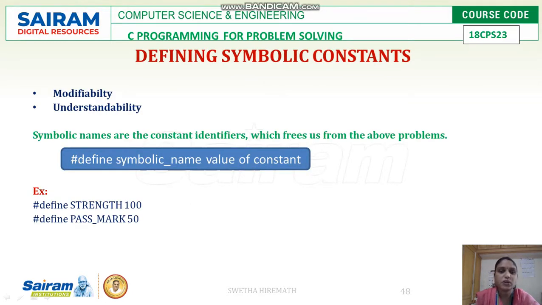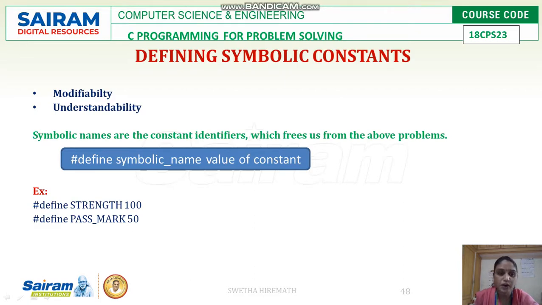Coming to defining symbolic constants. Symbolic constants are nothing but constants for which we define a value. Why do we use symbolic names? Symbolic names are constant identifiers which free us from the above problems. What are the above problems? Modifiability and understandability. For example, here we have #define strength 100. I have declared strength as 100.